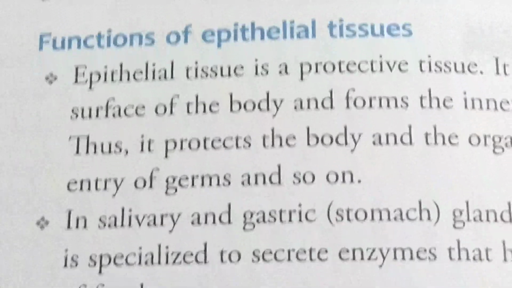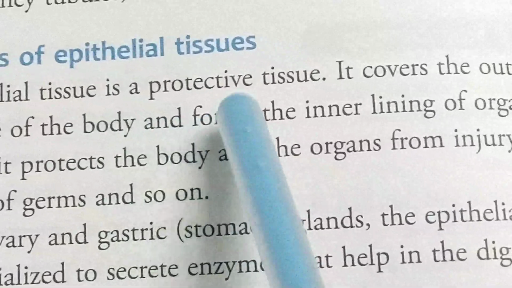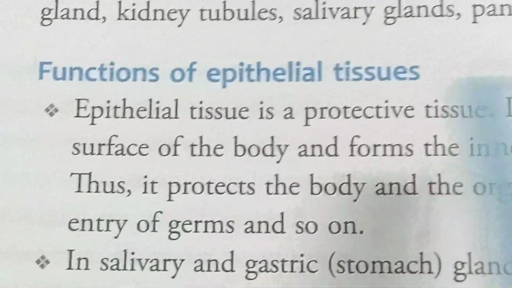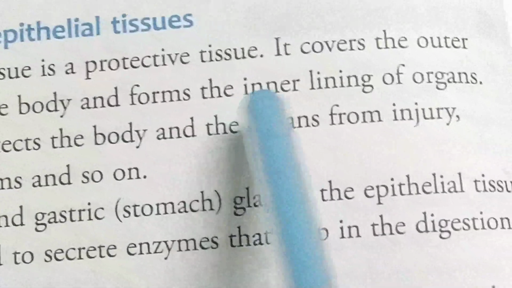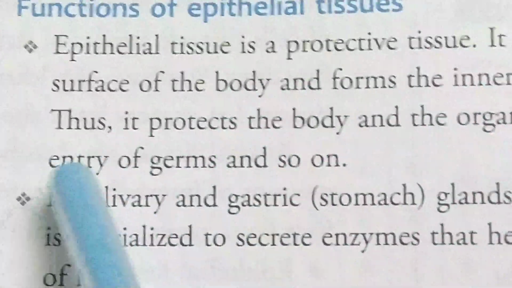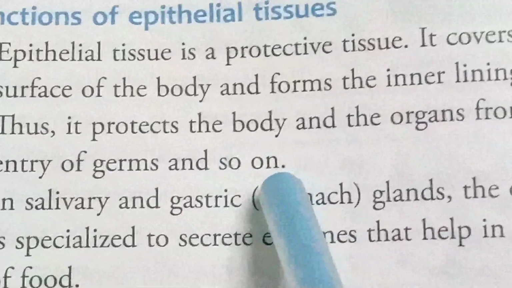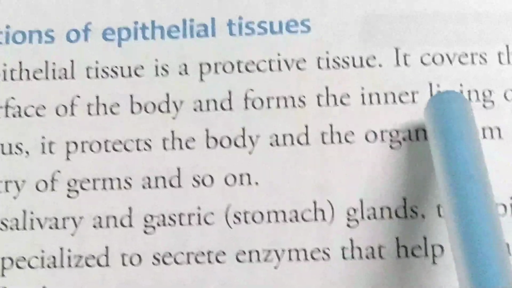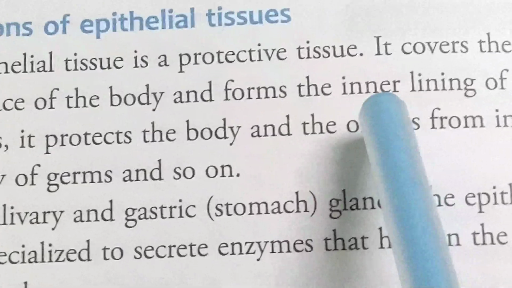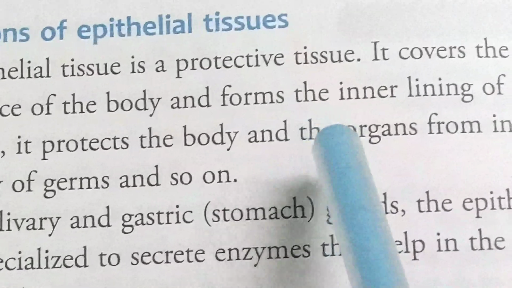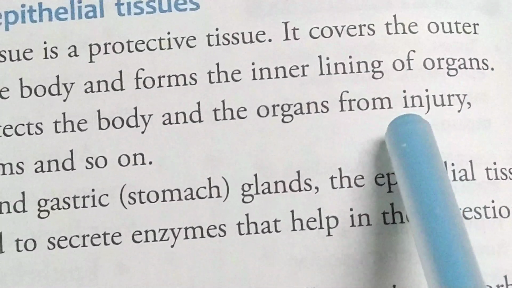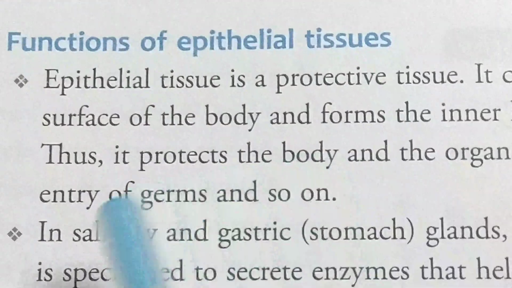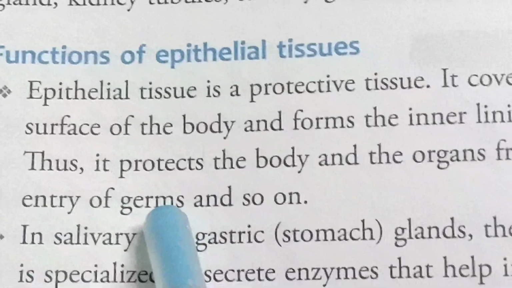Next, the function of epithelial tissue. Epithelial tissue is protective tissue. It covers the outer surface of the body and forms the inner lining of the organs. Thus, it protects the body and the organs from injury, entry of germs, and so on. So basically, epithelial tissue is found in the epidermal layer, that is, the outer covering of the body. That's why it provides protection from internal or outer injury and prevents the entry of germs.